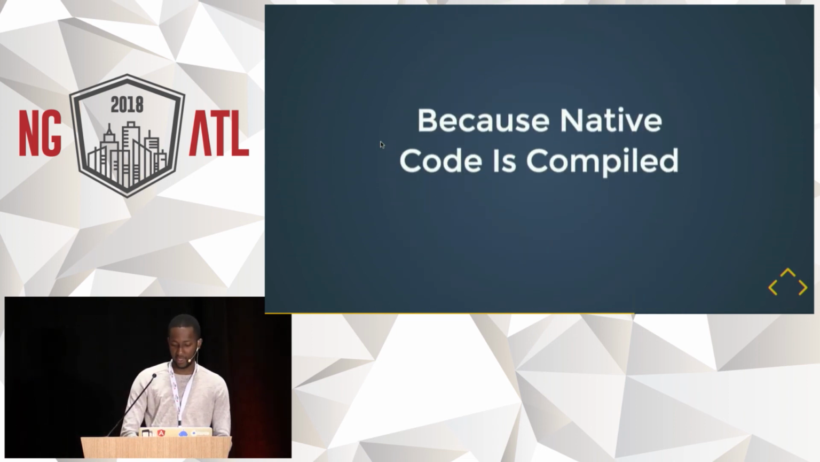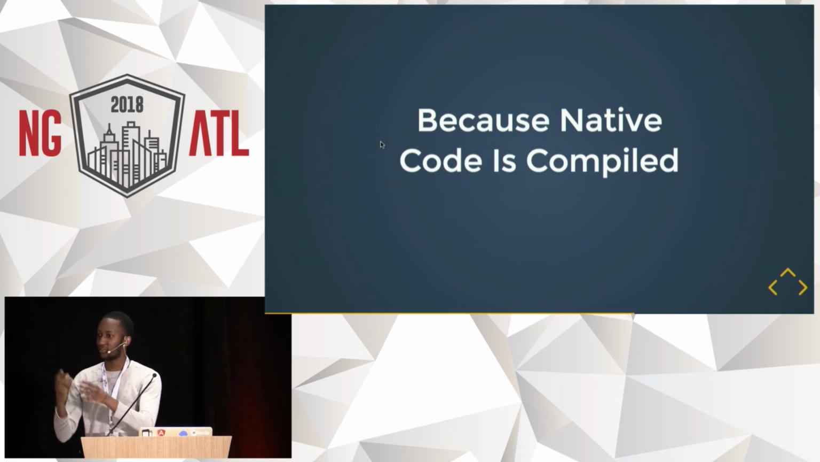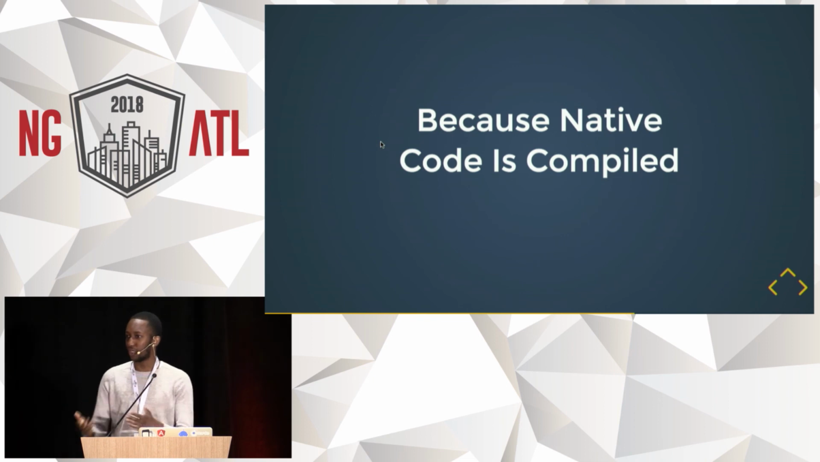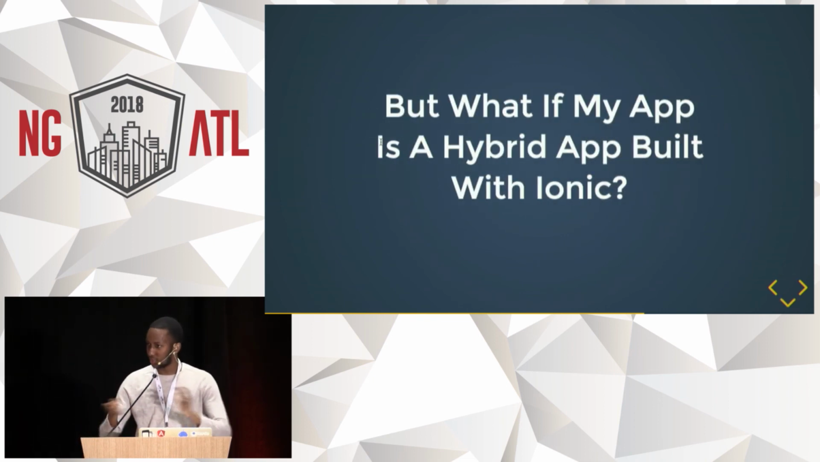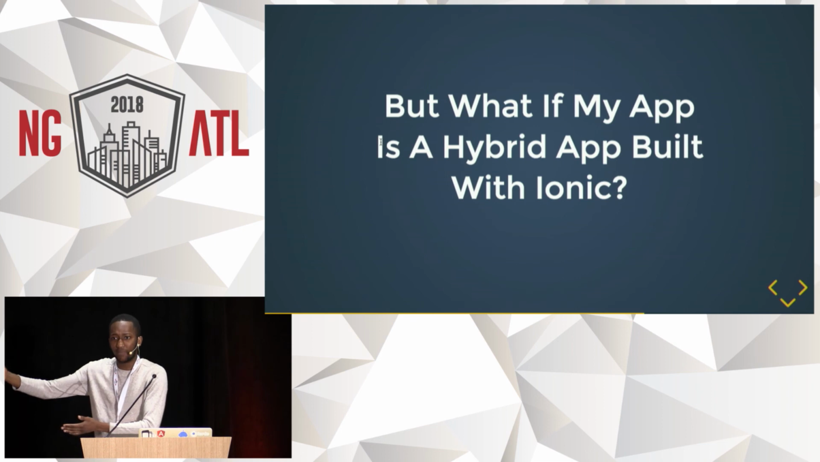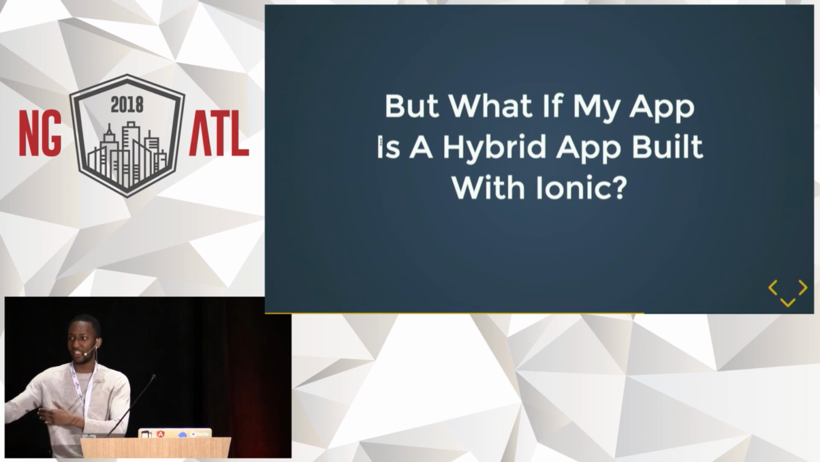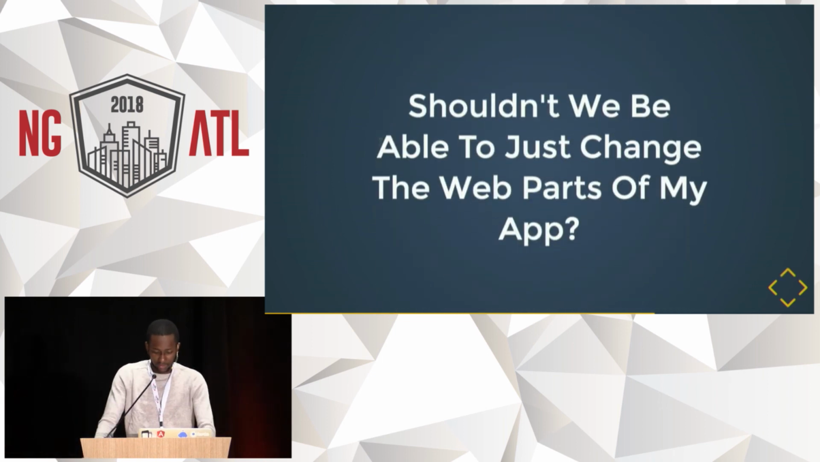And why is that? Because native code is compiled. It's a binary that has been compiled, right? So you can't pick and choose how you compile your code. You have to send a new binary, for security and a lot of reasons I do not know. But with a hybrid application, most of your hybrid part is just built with the web, right? So why can't we just change the web part that we want to change? We don't need to change the entire compiled part. Shouldn't we just be able to do that?